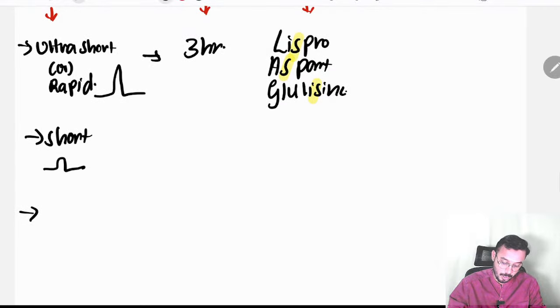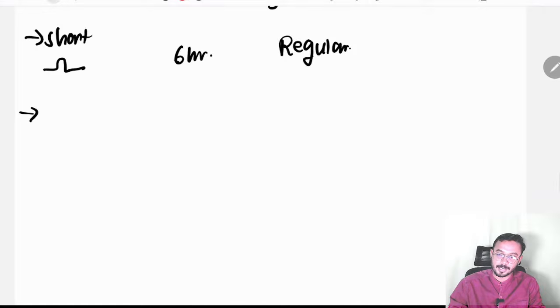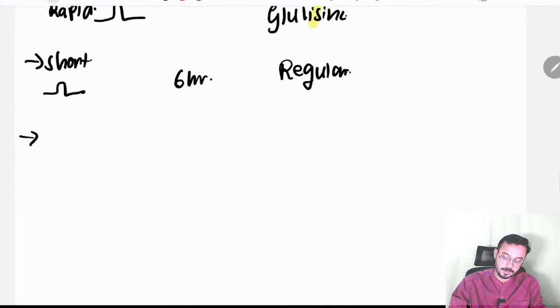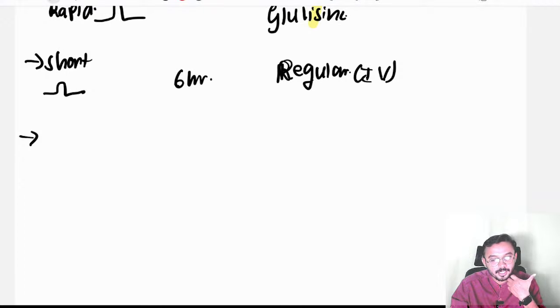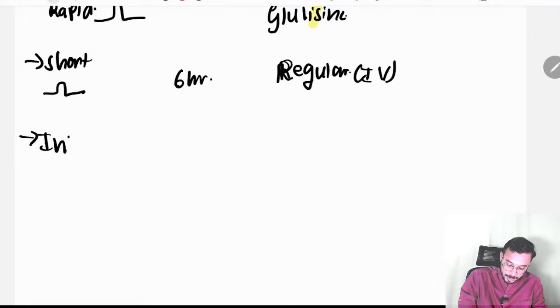And next is short acting insulin. The duration of short acting insulin is 6 hours. This is also known as regular insulin. Remember, this is the insulin which can be given through the IV route. That's why it is used in case of an emergency such as diabetic ketoacidosis and all. And next is intermediate.